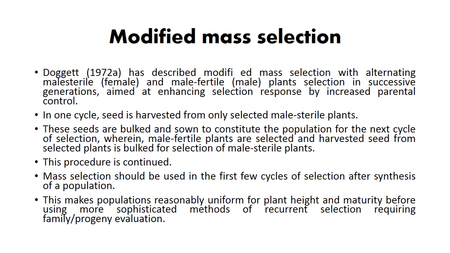The procedure is continued. Mass selection should be used in the first few cycles of selection after synthesis of a population. This makes the population reasonably uniform for plant height and maturity before using more sophisticated methods of recurrent selection requiring family or progeny evaluation.